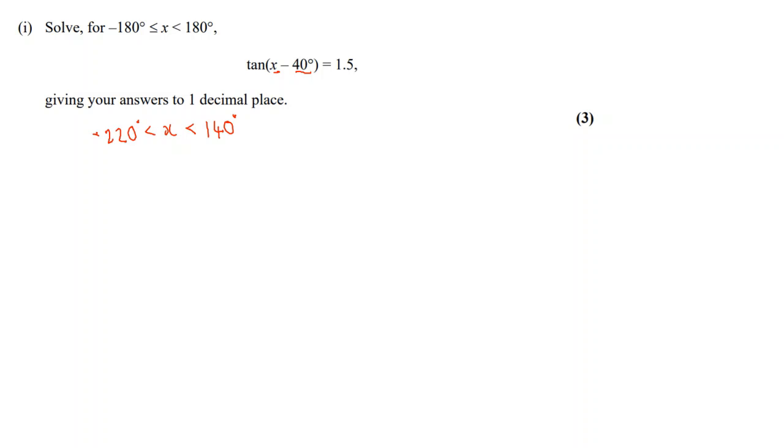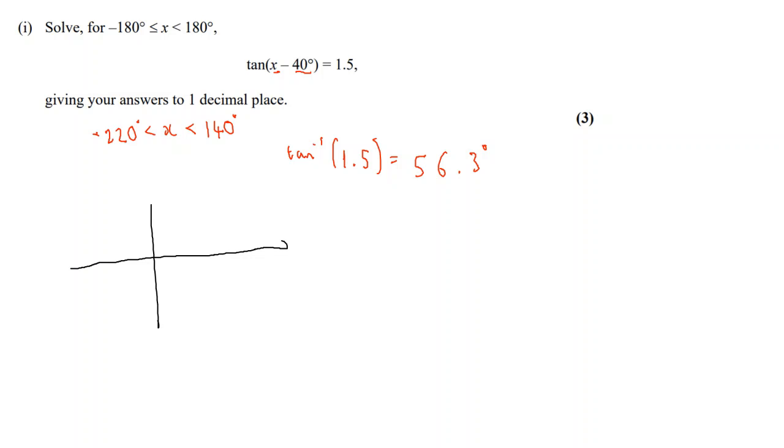So then after that, we are going to do inverse tan of 1.5. And so when I do that on my calculator, I get 56.3 degrees. Okay? And that's fine because it's within that range. We just need to find all the values of tan which are within that range. So at this point, you need to sketch out your tan graph.